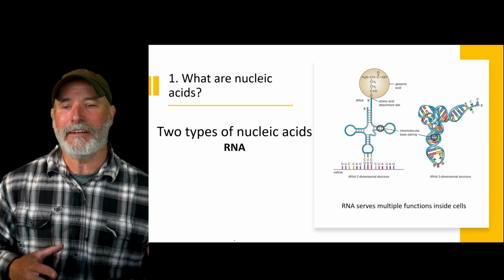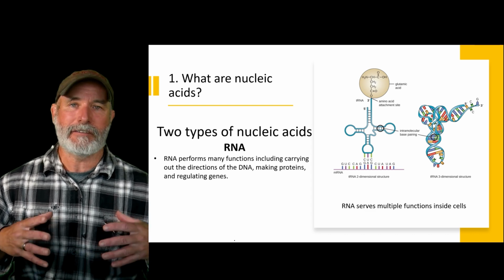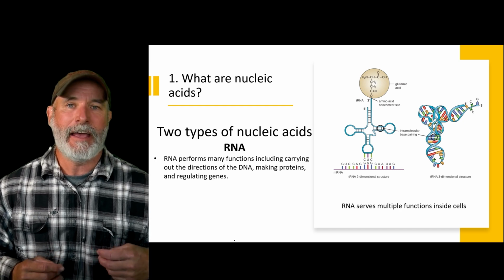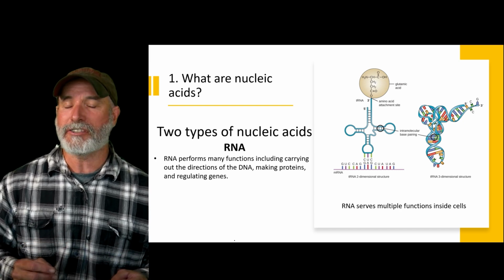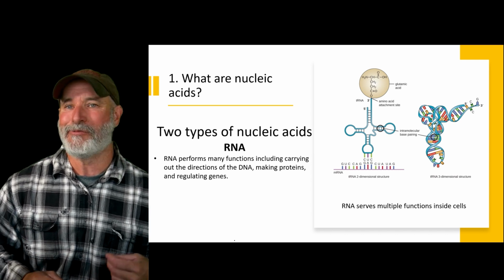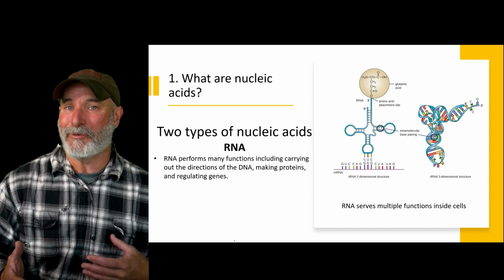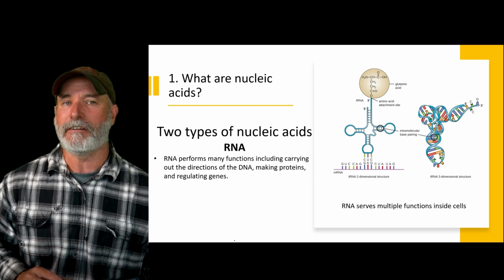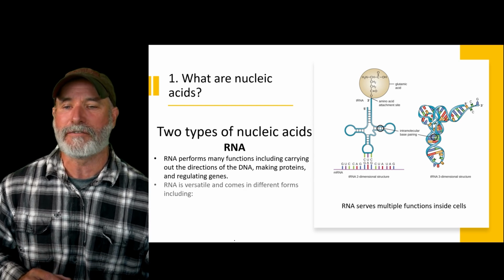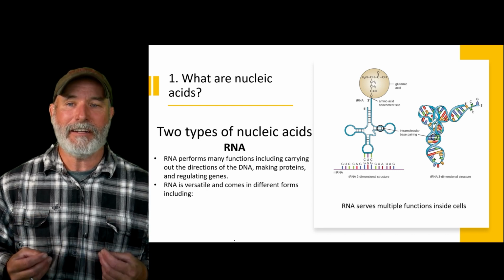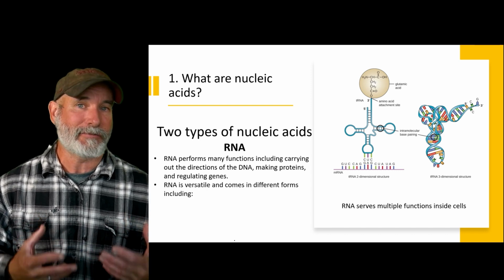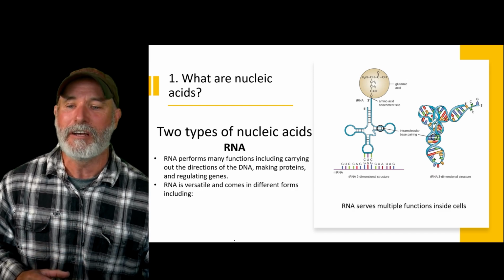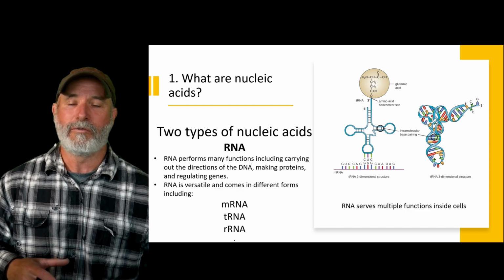Now the other one is RNA. RNA is a really versatile molecule. It carries out the directions of DNA. It helps make the proteins, but it also helps regulate how much of the protein we make and when we make it. So there's lots of stuff that RNA does inside of our cells. Like I said, it is a fascinating molecule with all of its functionality. And unlike DNA, it also comes in different forms. It's kind of similar to some proteins. Proteins can be folded into many different shapes, and RNA can do that as well, which we will talk about.